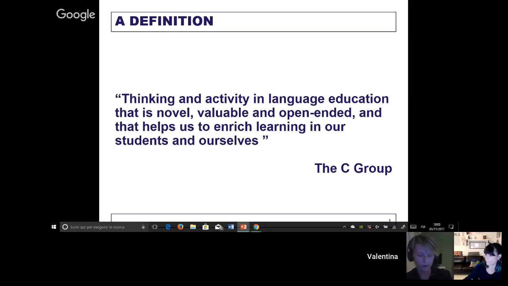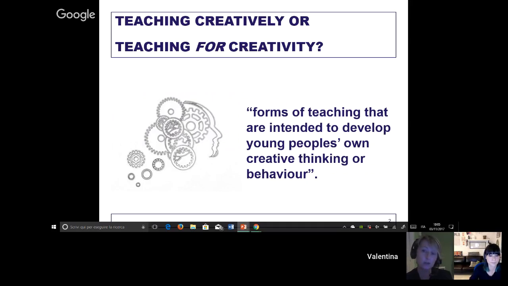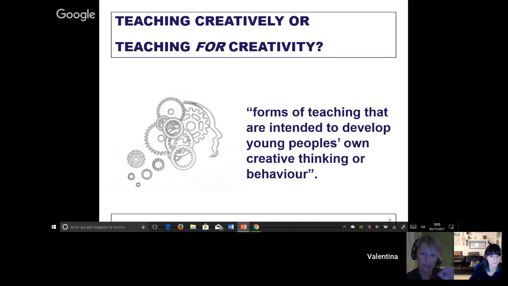I'm actually going to go a little bit further, because being creative is not just about the teacher. It's not actually all about us all the time. What's really interesting is the difference between teaching, which is this idea of presenting our material in fun and innovative ways, and teaching for creativity. I tend to work on teaching for creativity. These are forms of teaching, as you can see here, this is a quote by Jack Richards, which are intended to develop young people's own creative thinking and behavior. And this is where we're trying to go.